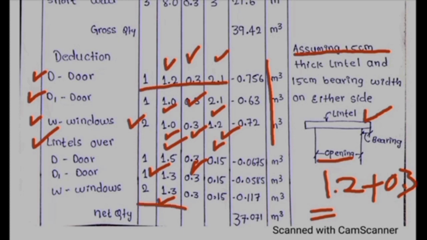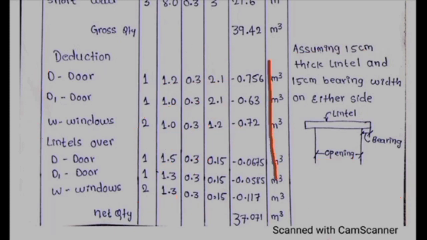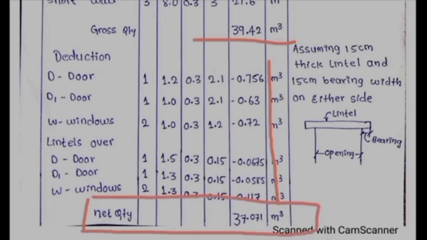Then multiply all these things, you will get the quantity of all openings. Then add all these quantities and deduct from the gross quantity. So that is 39.42. Then the net quantity will be obtained. So that is 37.071 meter cube, the net quantity of the brick masonry.